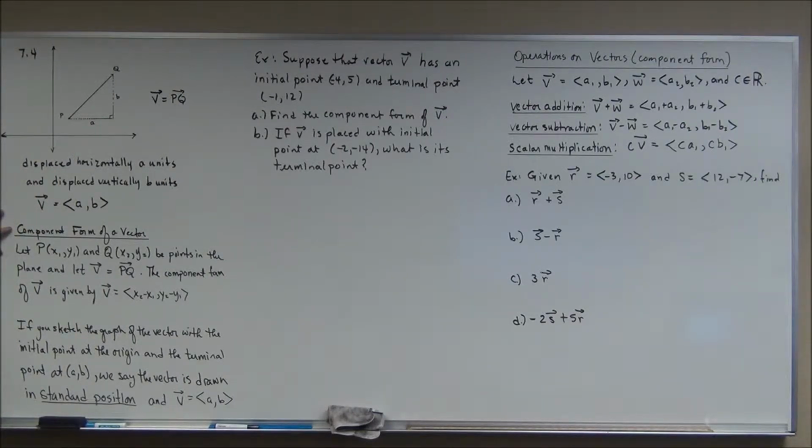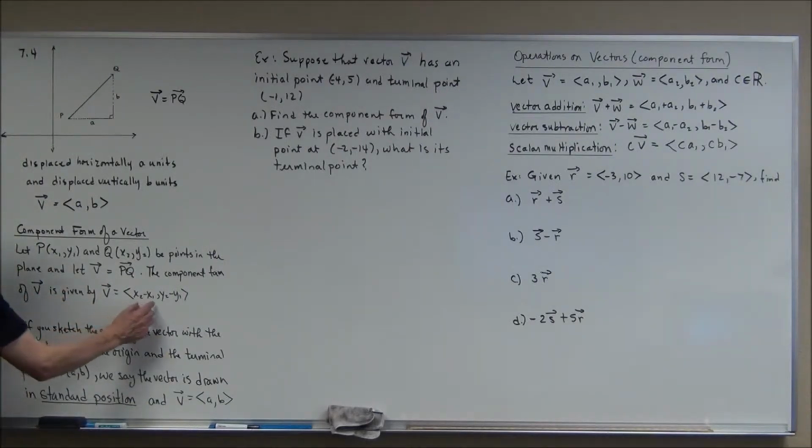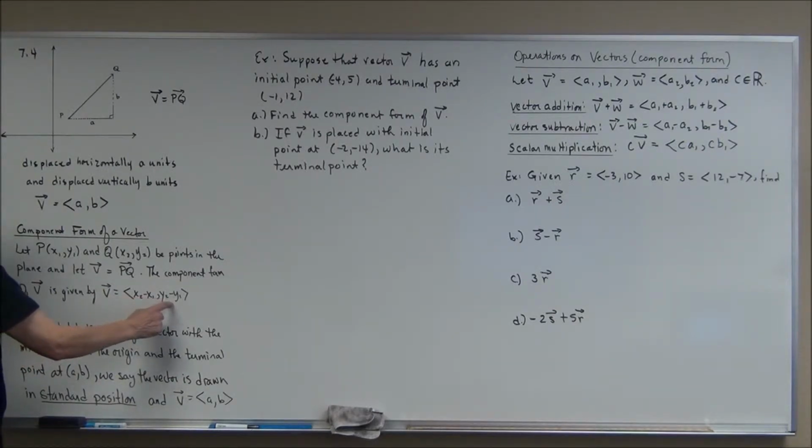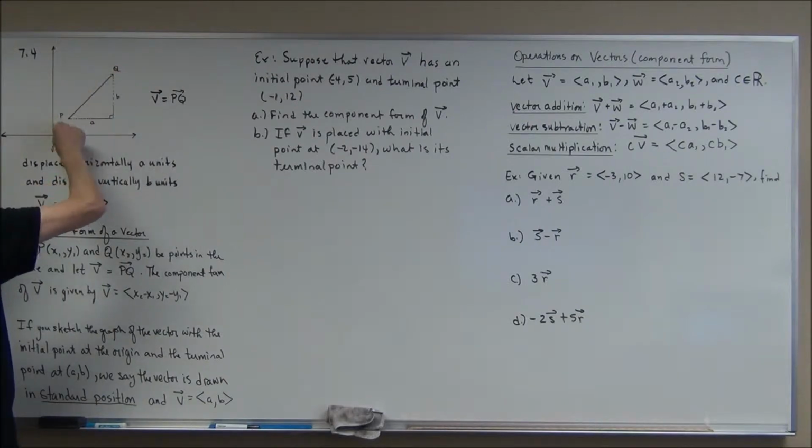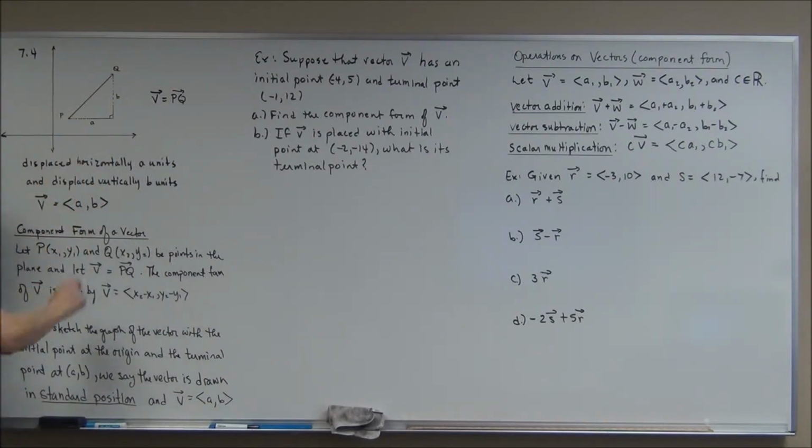So the component form of a vector: let P be the ordered pair (x1, y1) and let Q be the ordered pair (x2, y2), points on the plane, and let vector v equal PQ. The component form of vector v is given by the horizontal displacement and the vertical displacement. Notice that you're taking the tip minus the tail: this x value minus this x value, this y value minus this y value. So it's tip minus tail to help you with that, and you can write it in component form.